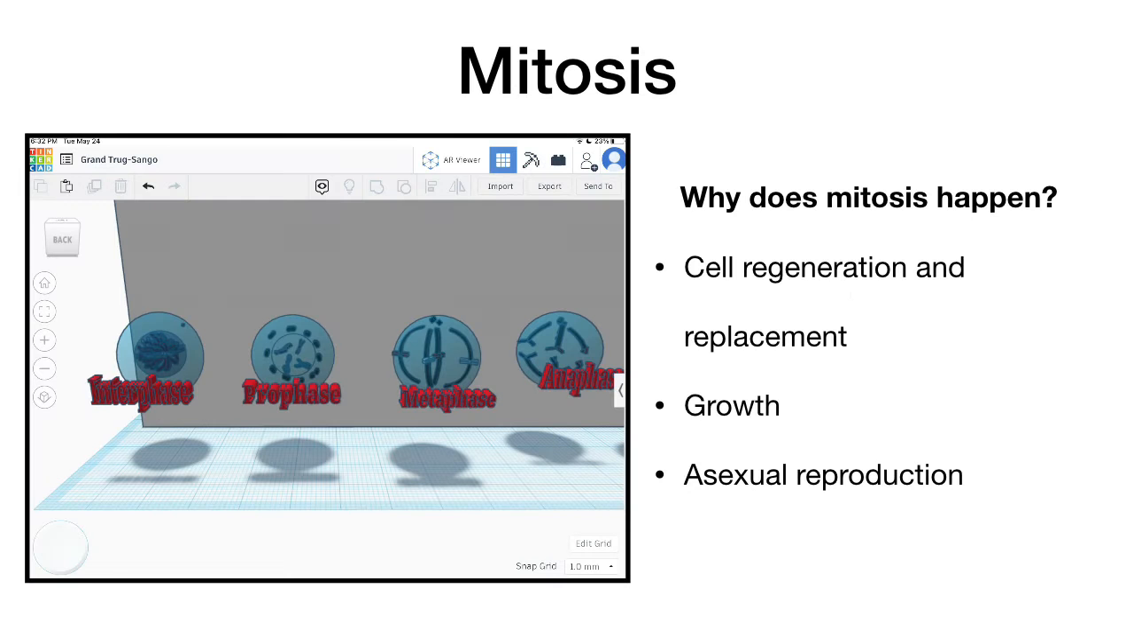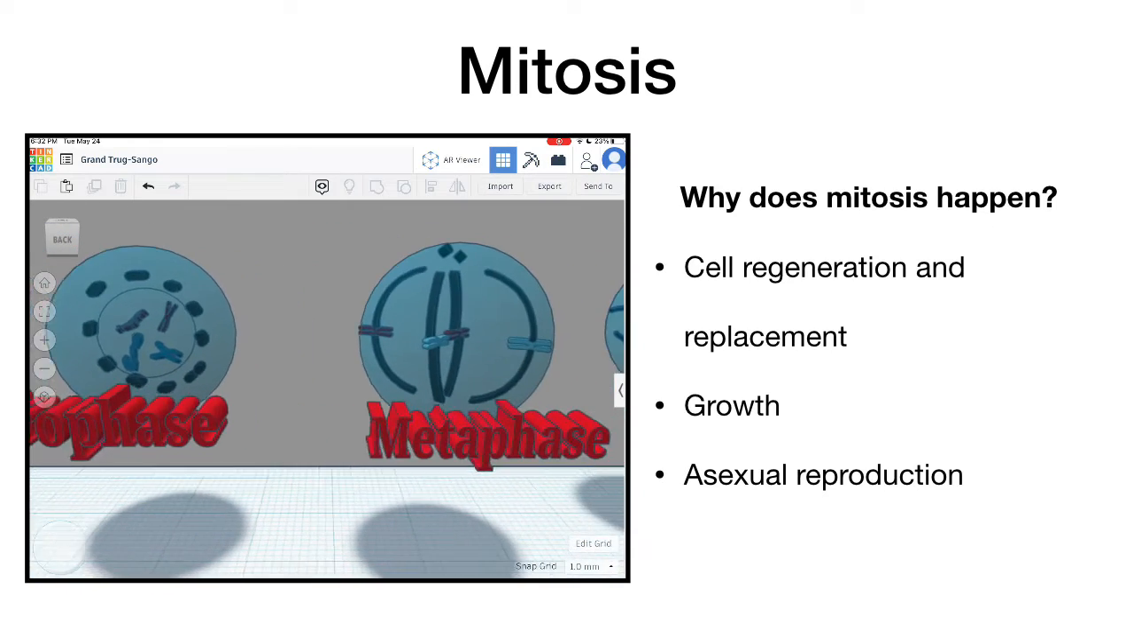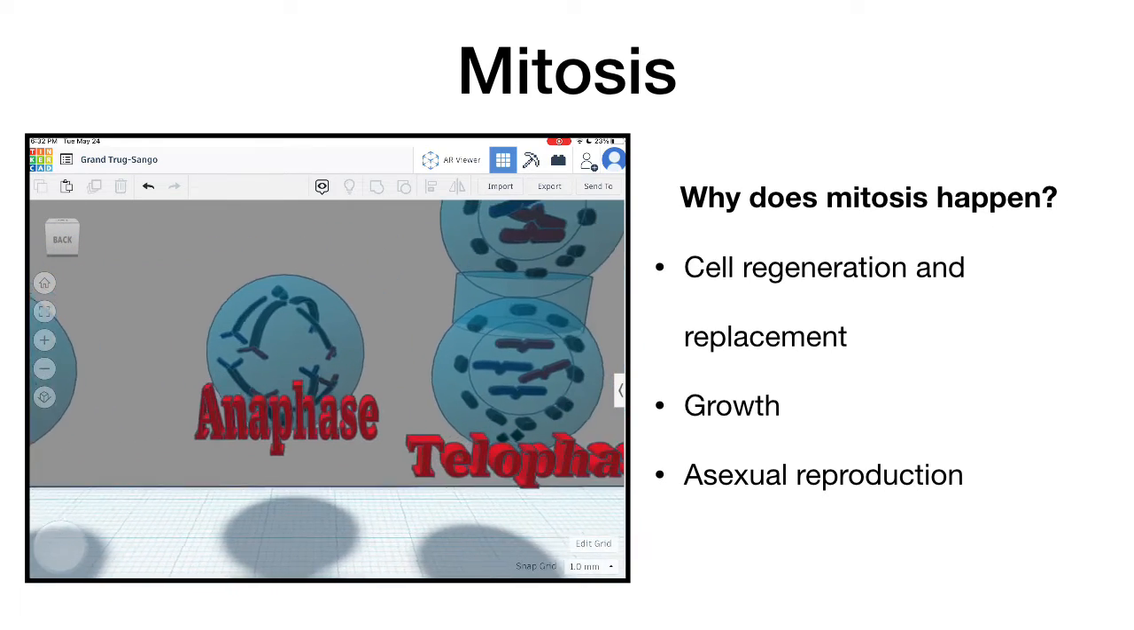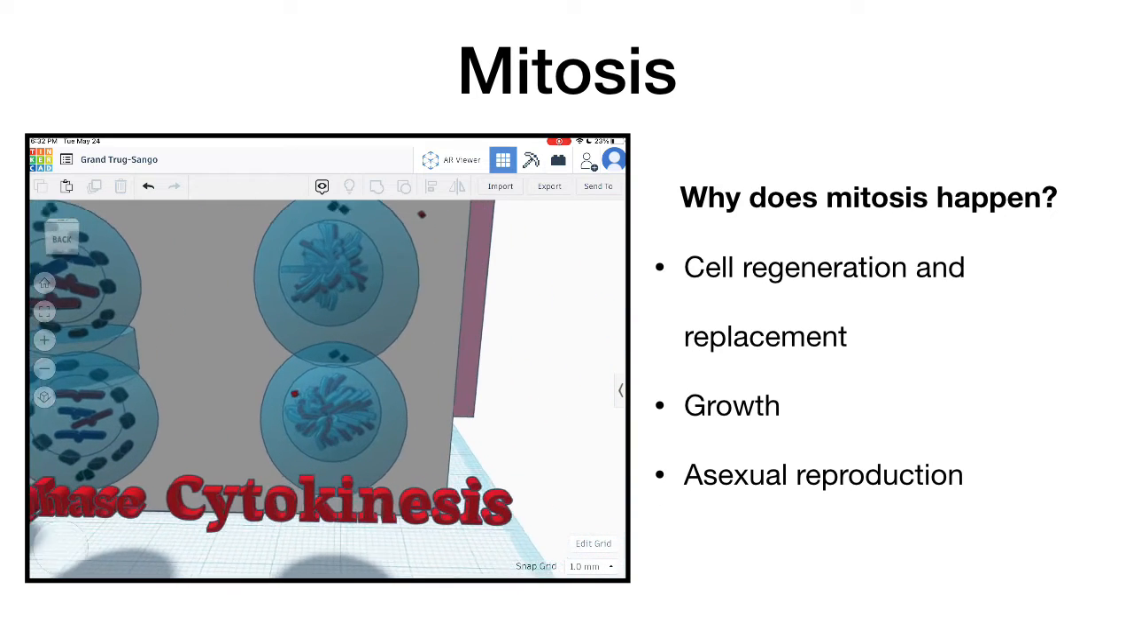Mitosis and meiosis. Mitosis. Why does mitosis happen? Mitosis happens for cell regeneration and replacement, growth, and asexual reproduction.